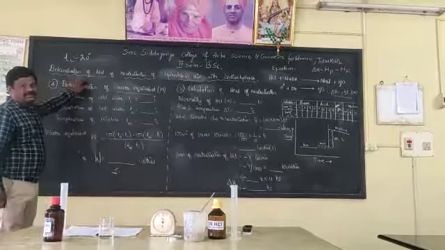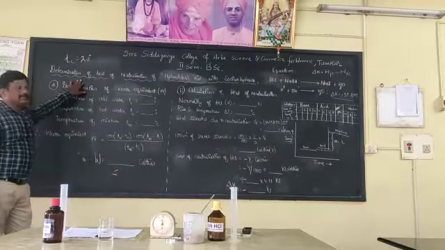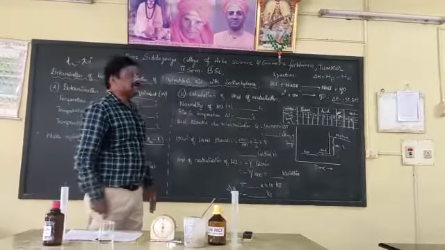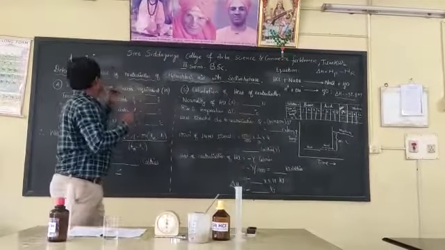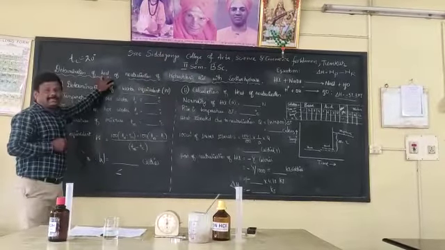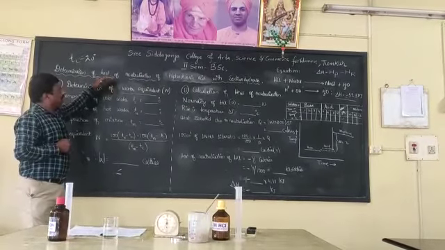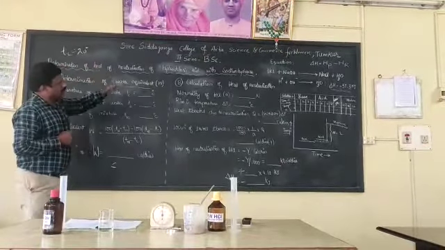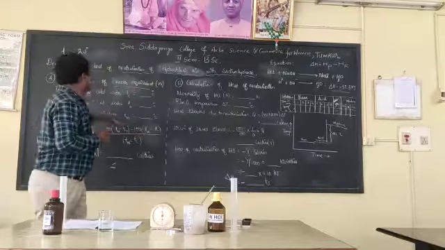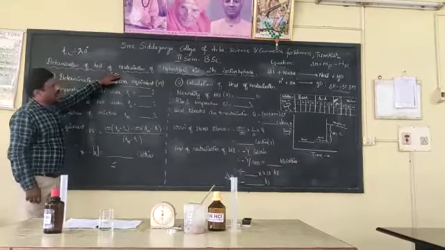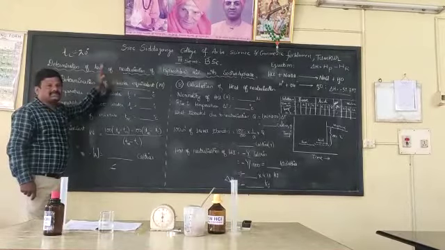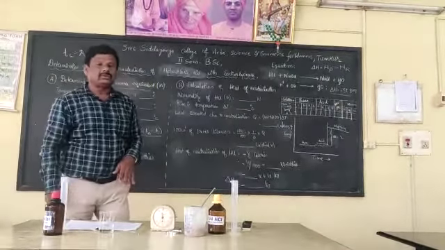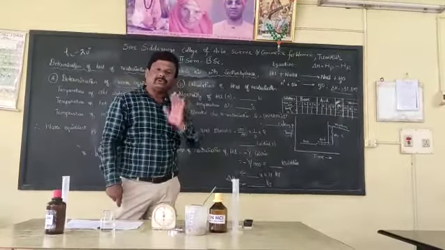So today let us start the determination of heat of neutralization of hydrochloric acid with sodium hydroxide. In this experiment, what is heat of neutralization, what is neutralization, and why hydrochloric acid with sodium hydroxide? The enthalpy of neutralization of hydrochloric acid with sodium hydroxide, that is, a strong acid with a strong base, is always constant and is equal to minus 57.3 kilojoules per mole.